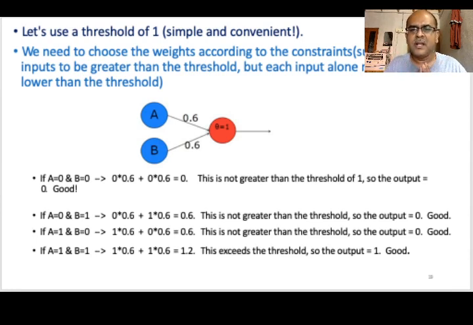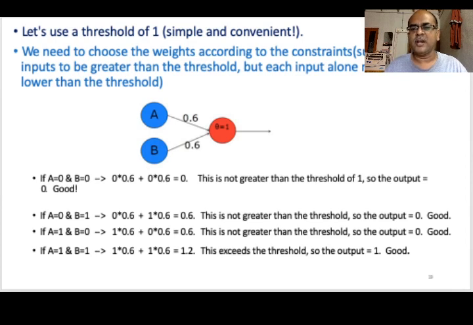Very simple. Let us say a threshold of 1 because it is simple and convenient. We need to choose the weights according to constraints. You know, the constraints are like this. Sum of both inputs should be greater than the threshold. Please note, threshold is 1. But each input alone must be lower than the threshold.